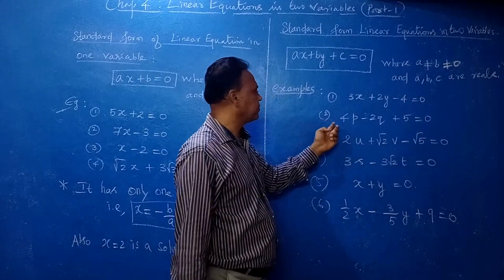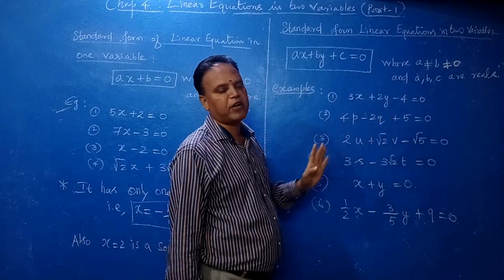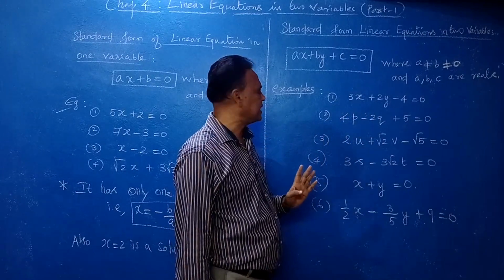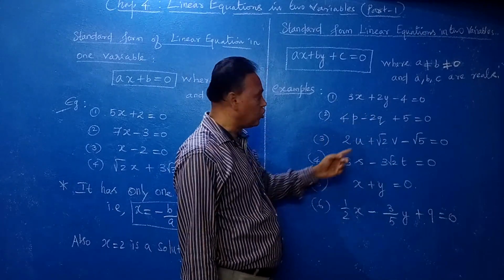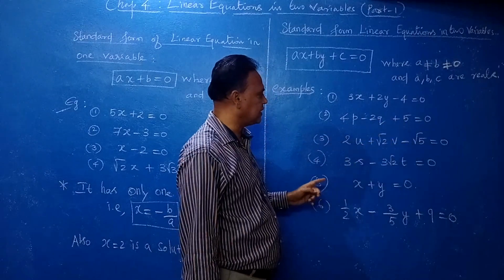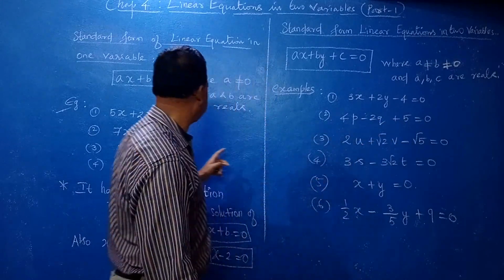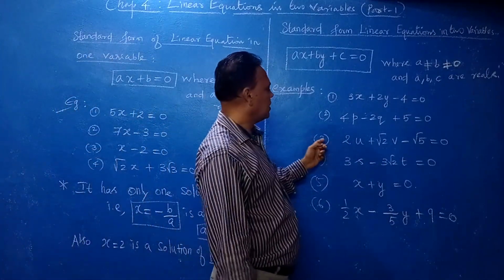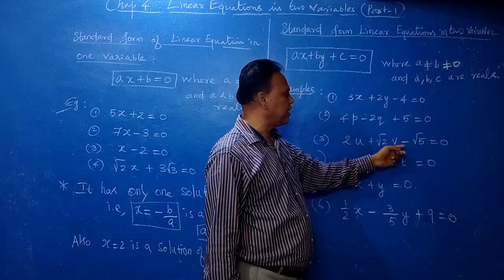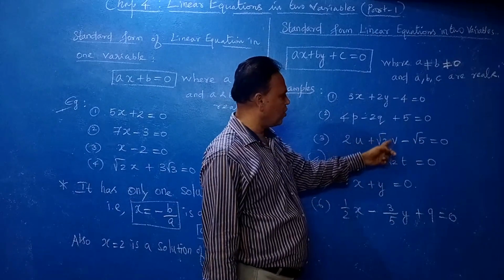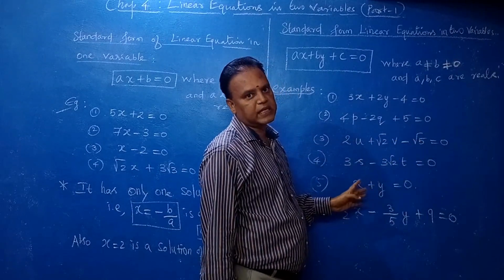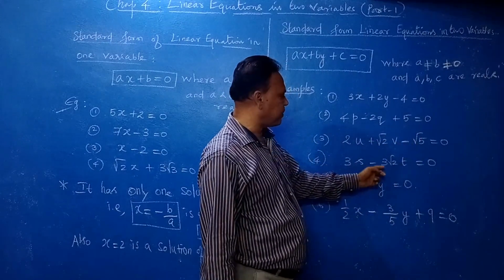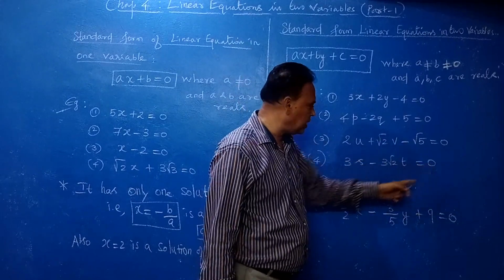Now second, 4p minus 2q plus 5 equal to 0. Here also you see the power. Both powers are 1. That's why it is called a linear equation in two variables, since we used two variables. Here we used one variable, that's why it is one variable. Same way, 2u plus root 2 v minus root 5. You can have real numbers, irrational numbers also.